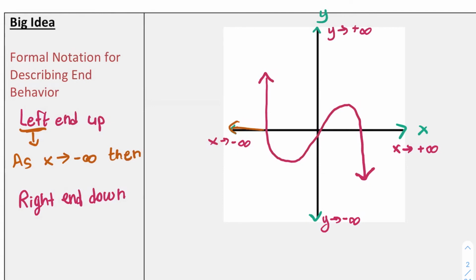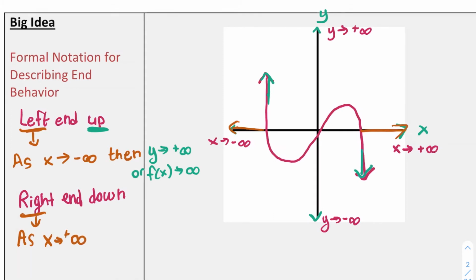Then, if our left end is up, we need to say what happens to our y values. They're going upwards, bigger and bigger and bigger towards positive infinity. So that would describe your left end of your graph. You could also say f of x instead of y. To describe the right end of your graph, you would say as your x values approach infinity or positive infinity, because you go toward the right, your x values are getting bigger and bigger in the positive direction. And then in this one, our y values are going downwards towards negative infinity.